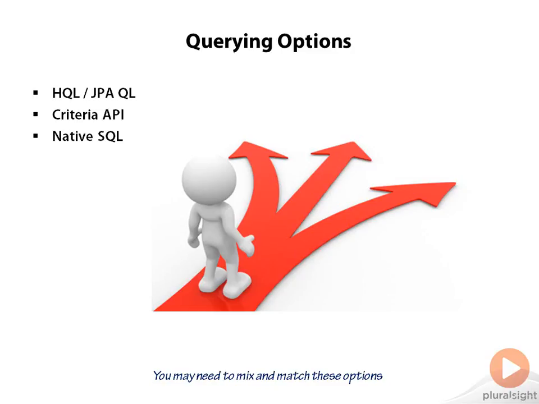The second option, which we'll also cover in this module, is to use the Hibernate Criteria API. This API is a much more object-oriented approach to querying Hibernate, but it makes it much easier to programmatically write queries, as we'll discuss a little later.